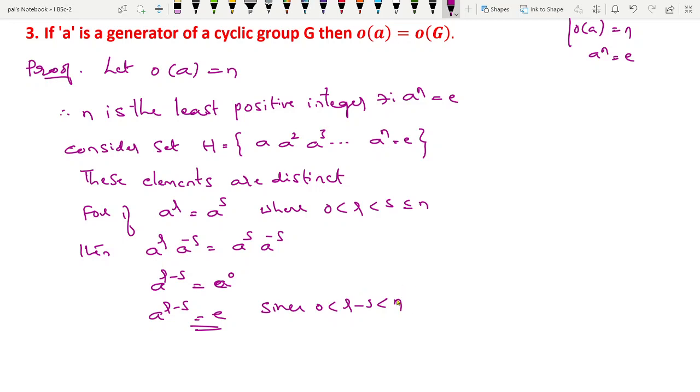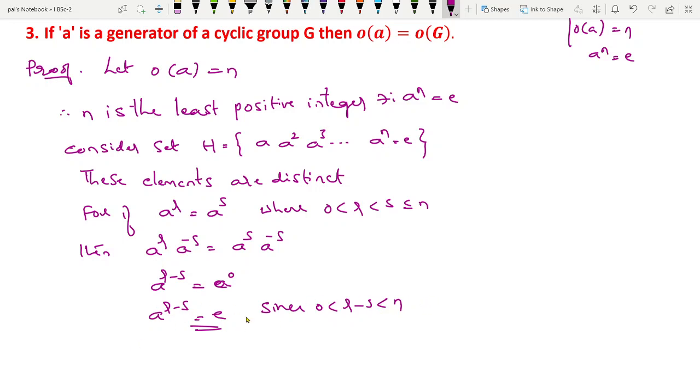Is this possible? R minus s is less than n. This is impossible because, according to our assumption, n is the least positive integer such that a to the power of n is equal to e. So r minus s may not be less than n.